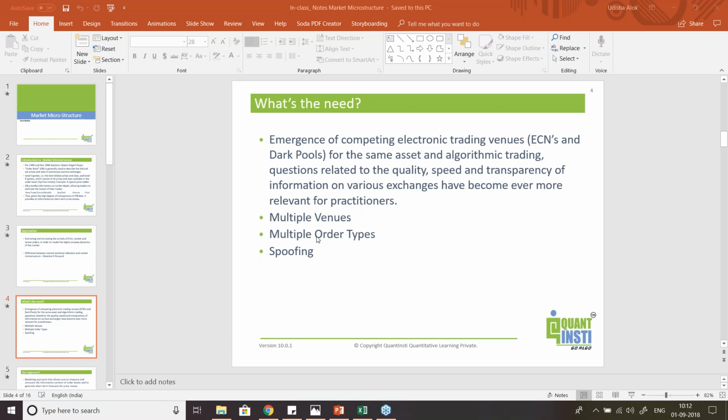A dark pool is like an exchange that is accessible to everyone, even a single trader or an investment banker or some kind of brokerage firm. Anybody can access it. But the reason why it is called a dark pool is you will not get data about the volume in the order, or the price at which it is getting traded.